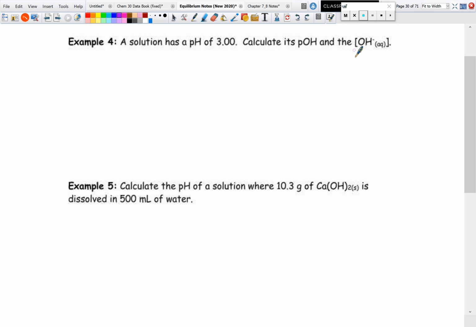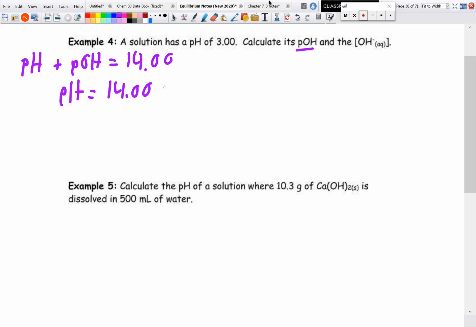But either way, we can go about this many different ways, but of course, just because of this lesson, why don't you find the pOH first? So this is where we have the formula pH plus pOH is equal to 14.00. So pH is equal to 14.00, oh sorry, pOH.